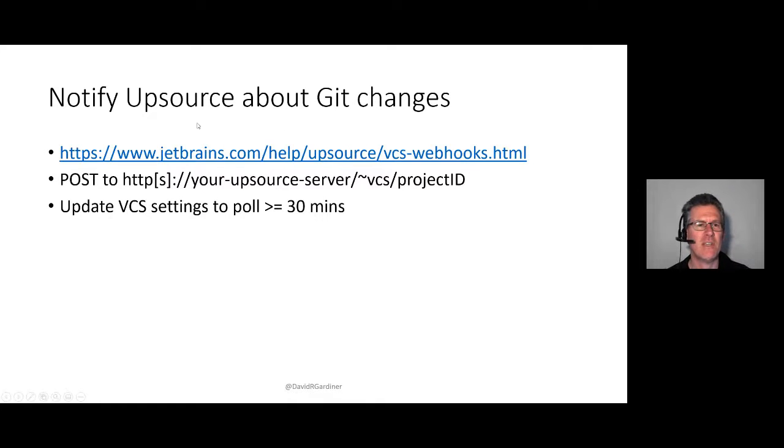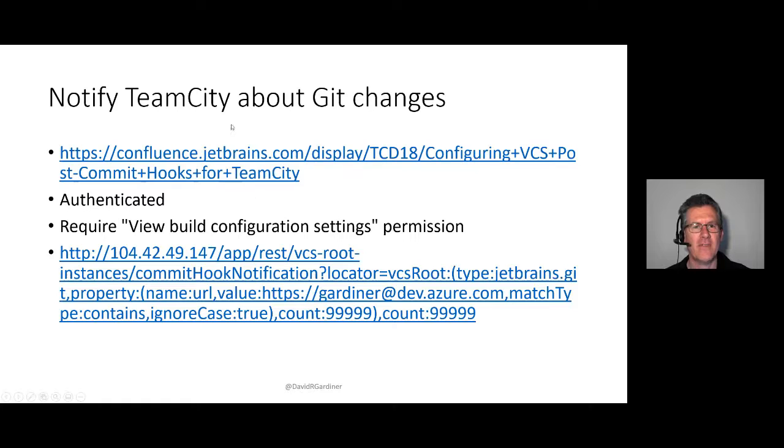So what we can do here is we can use Azure Repos to notify these other systems that there are changes that they should get. So it could be much more responsive and more efficient too, because we're now not polling the system all the time, even when there's nothing to do. So that's for UpSource. The second thing we can do is notify TeamCity about Git changes as well.